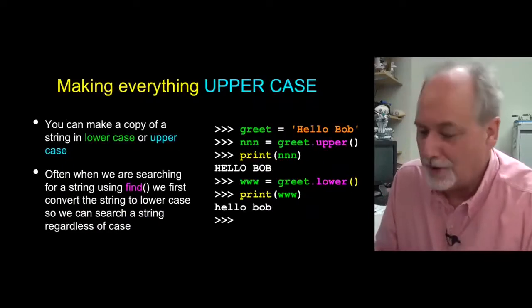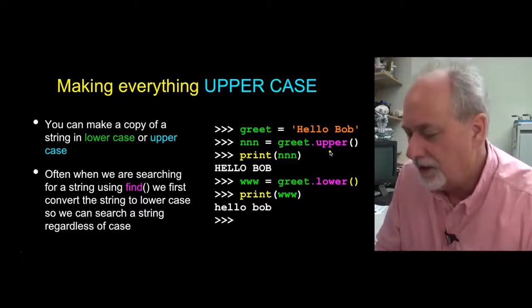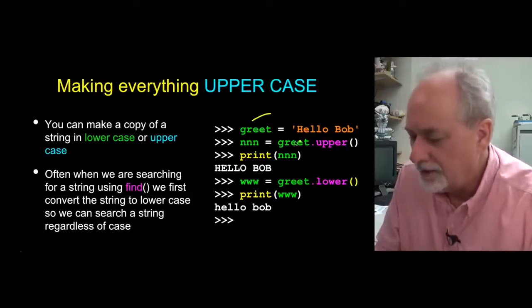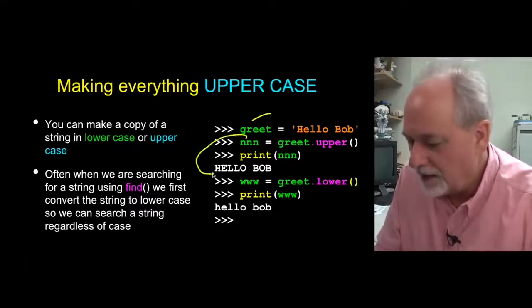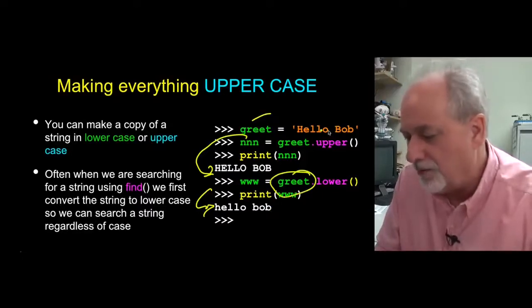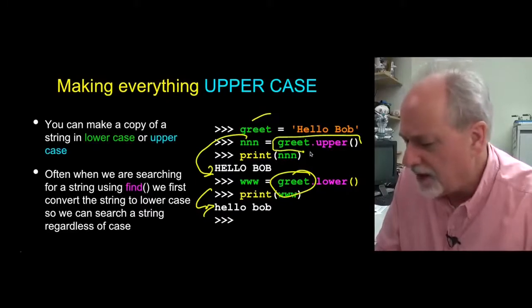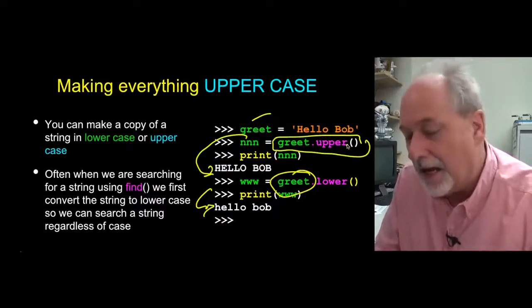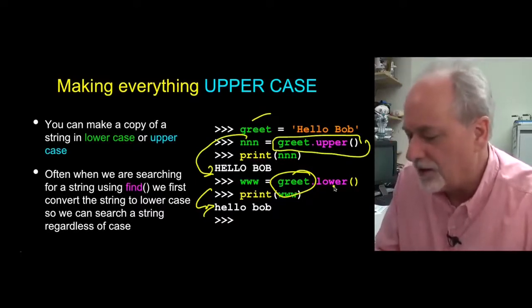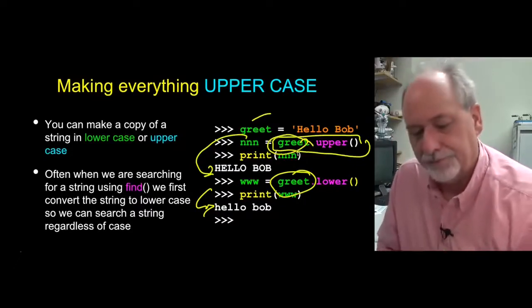Converting things to upper or lower case, there is an upper method and a lower method. So greet.upper means the uppercase is HELLO BOB. Greet.lower means that it's the lowercase hello bob. And greet is unchanged. Greet is still Hello Bob, because each of these methods basically says, I'm going to give you back an uppercase copy or a lowercase copy of the original thing without changing the original thing.